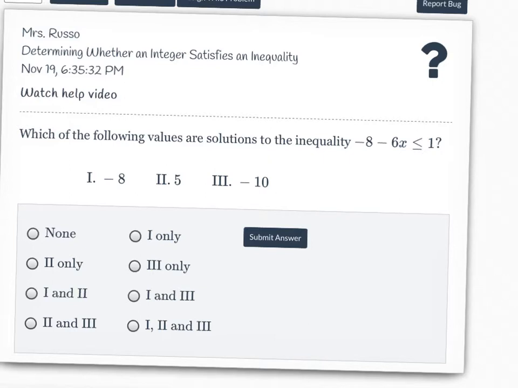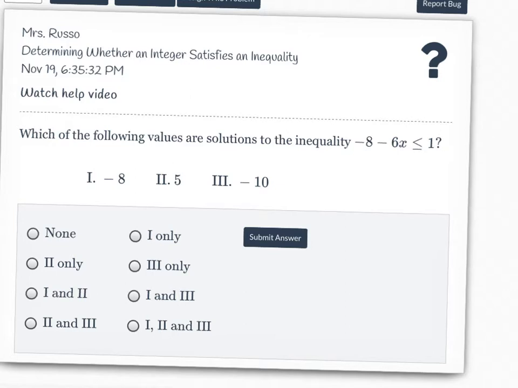All right, so we did the first Introduction to Inequalities assignment, and it had something like this. It says, which of the following values are solutions to this inequality? So negative 8 minus 6x is less than or equal to 1. And it's giving us three choices, choice number 1, choice number 2, or choice number 3. And it could be any combination of those or none of them. So what we're going to do is test each of those numbers and see if it creates a true inequality.